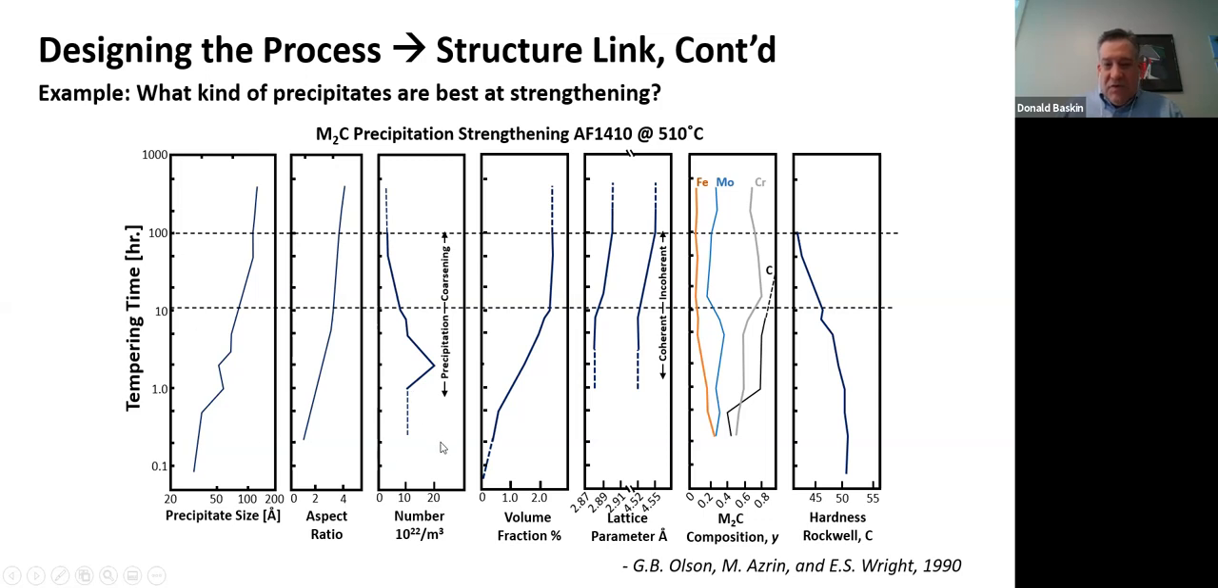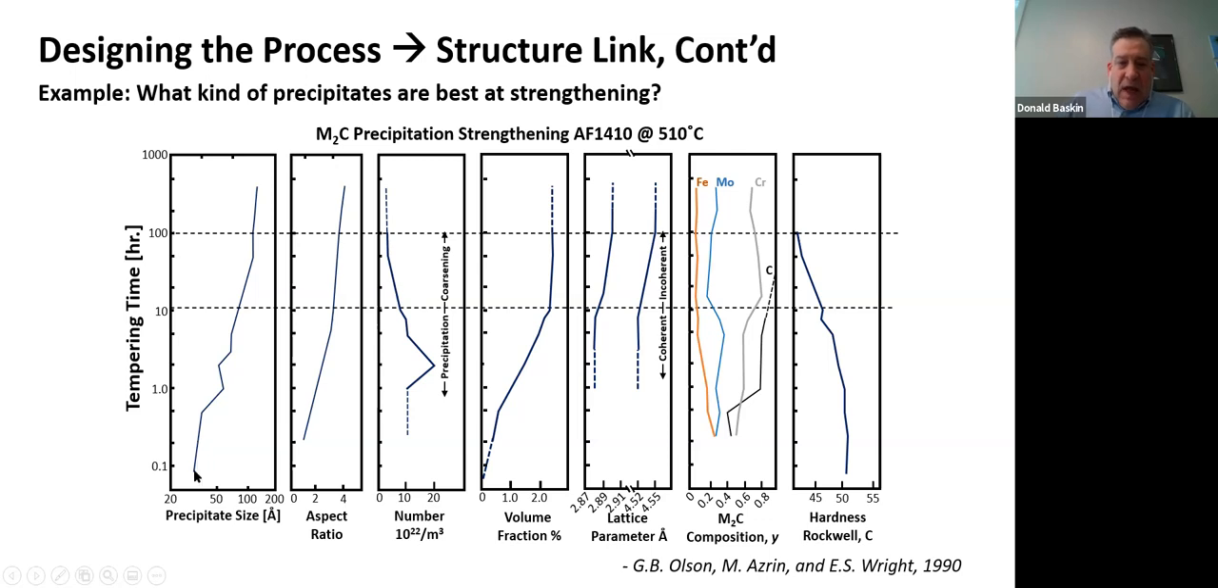I've got 6 different graphs here that show how different parameters of the material and of these precipitates changed. Don't get too down in the details, but what I want you to see is that there is a hard link between the microstructure, being the precipitates, and the strength of this material. The strength is given by this Rockwell hardness right here. This is in the C scale because it's a pretty strong material.